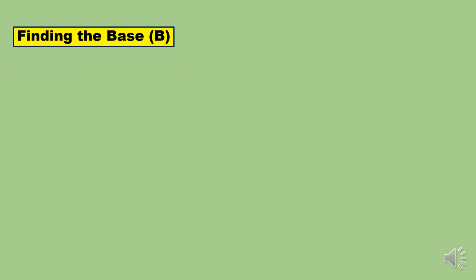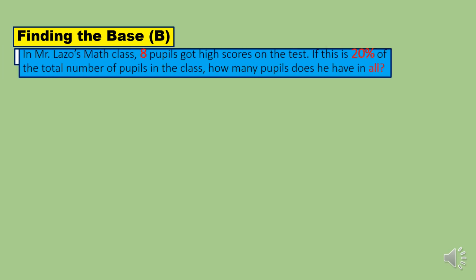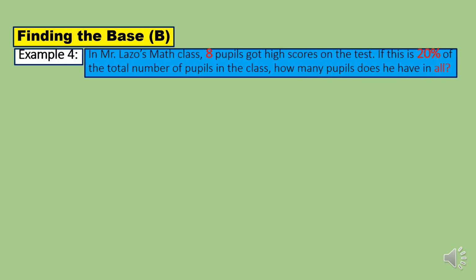Example para sa finding the base. In Mr. Laso's math class, 8 pupils got high scores on the test. If this is 20% of the total number of pupils in the class, how many pupils does he have in all? So, dito sa problem na to, hinahanap natin ang base o ang kabuuan. Kabuuang bilang ng mga bata sa klase ni Ginoong Laso. 20% is the rate, 8 is the percentage, and base is missing.